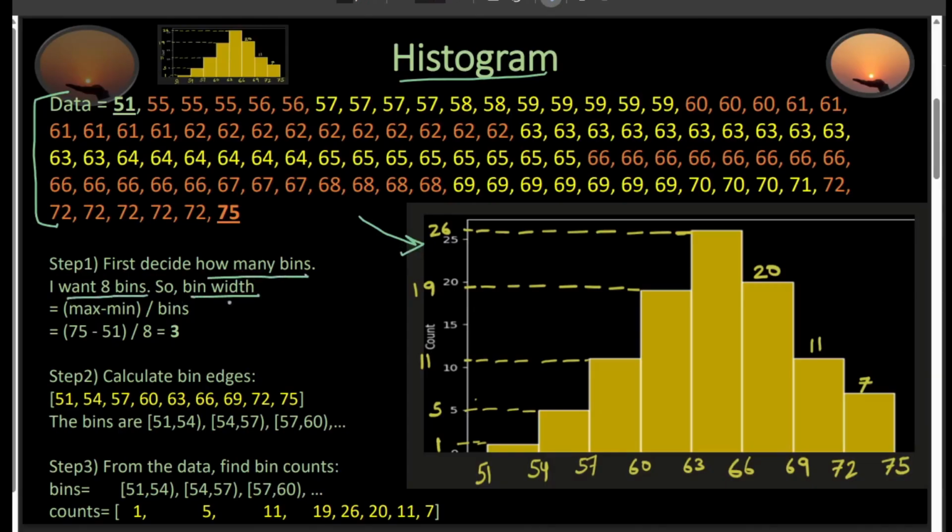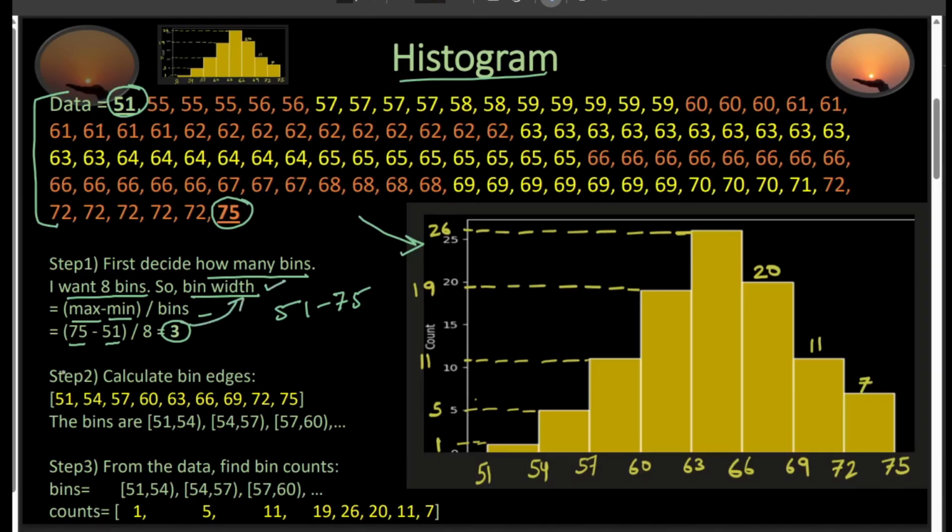My bin width is going to be the maximum value minus the minimum value, divided by the number of bins. My range starts at 51 and goes up to 75. So my bin width is going to be the maximum, which is 75, minus the minimum, which is 51, divided by 8, and the answer is 3. The width of each bin is going to be 3.